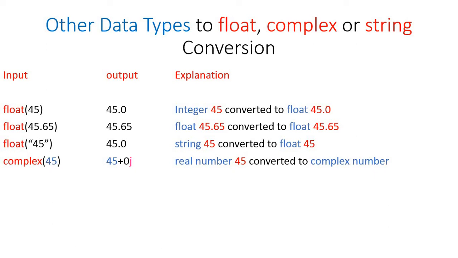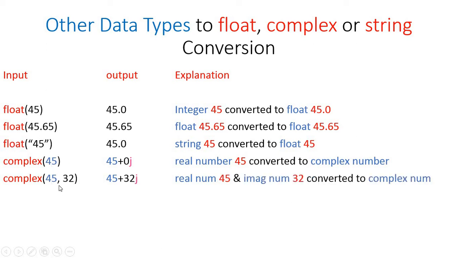As we already studied in our previous slides, a complex number always has two parts: one is the real number and another is the imaginary number. So when we type complex 45, this will be taken as the real part, and in the place of the imaginary part 0 with J will be printed, because we have not specified any imaginary part over here. If you want to specify the imaginary part as well, then you will have to use a comma in the complex command, and then this 45 will be considered the real part and 32 will be considered the imaginary part.